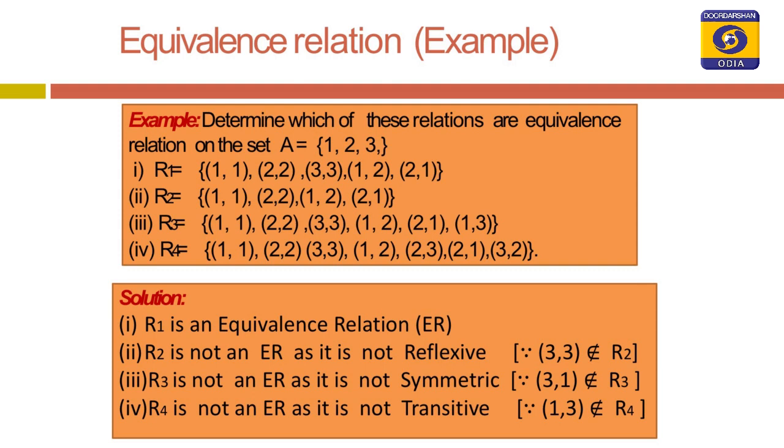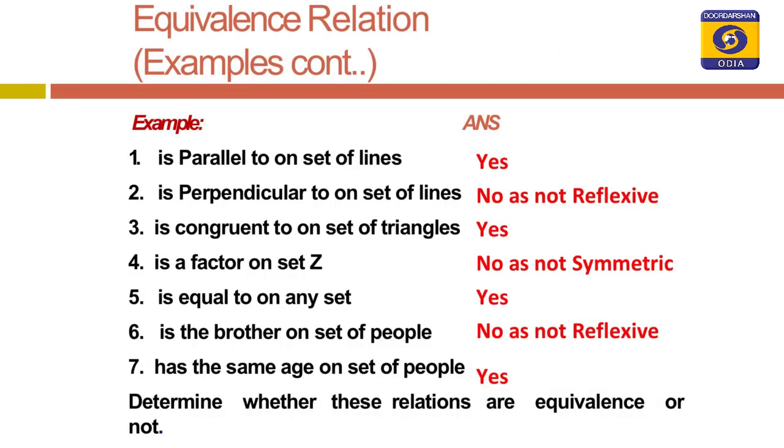Similarly, finally R4, it is reflexive, it is symmetric, but it is not transitive because (1,2), (2,3) are present, but (1,3) is absent, not present in R4. So R4 is not an equivalence relation. So let us take some more examples on equivalence relation.